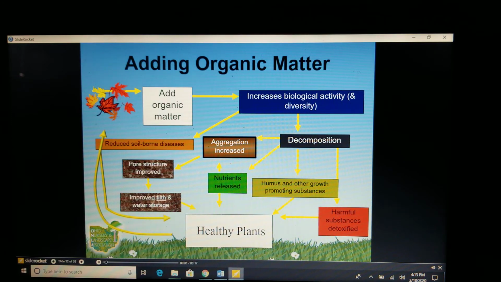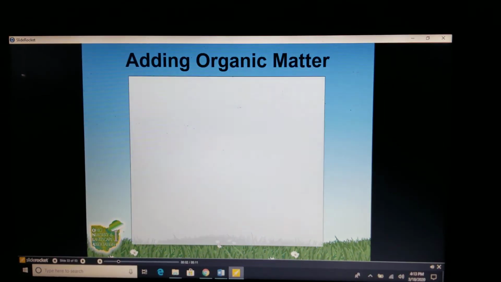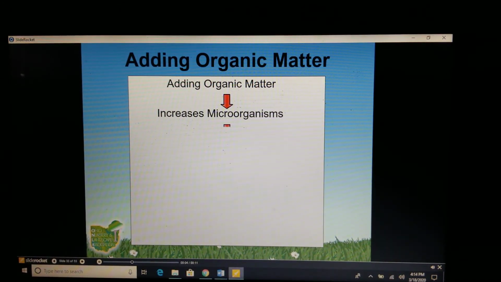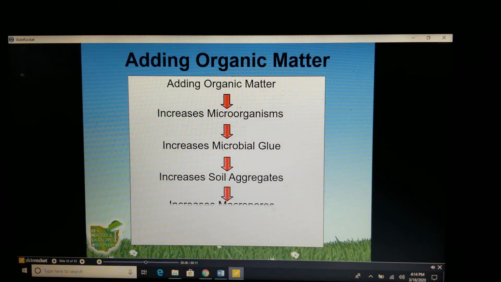This graphic depicts the numerous benefits of adding organic matter to the soil. The increase in soil aggregation leads to improved pore structure, meaning more macropores and improved soil tilth. Tilth is a soil structure term that indicates the soil has biologically produced aggregates. By adding organic matter, you will fire the biological engine that improves soil structure. As a result, you can recover damaged soil structure.